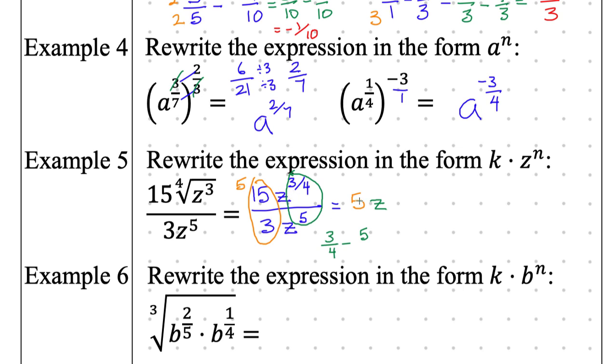All right, Ellery, it's yours. 3/4 minus 5. What's the next step? Okay, so put a 1 under 5, and then you need a common denominator. So you're going to multiply 5 over 1 by 4, which is going to leave you with 3/4 minus 1/4, which is going to be equal to negative 17. So your final answer is 5z to the power of negative 17.